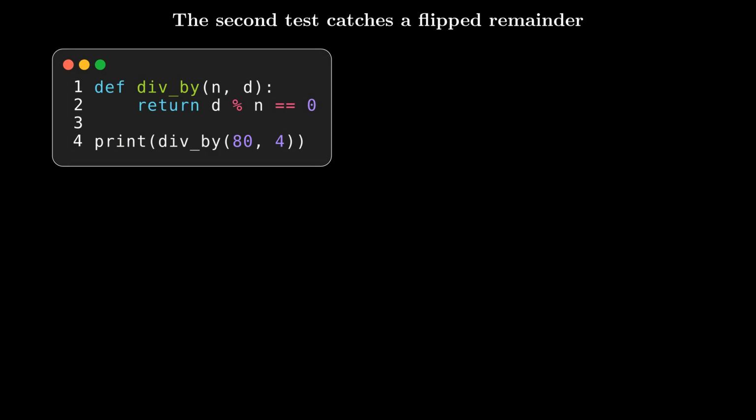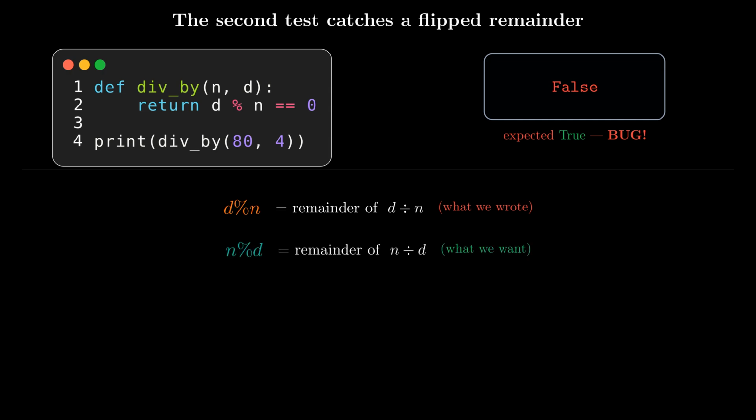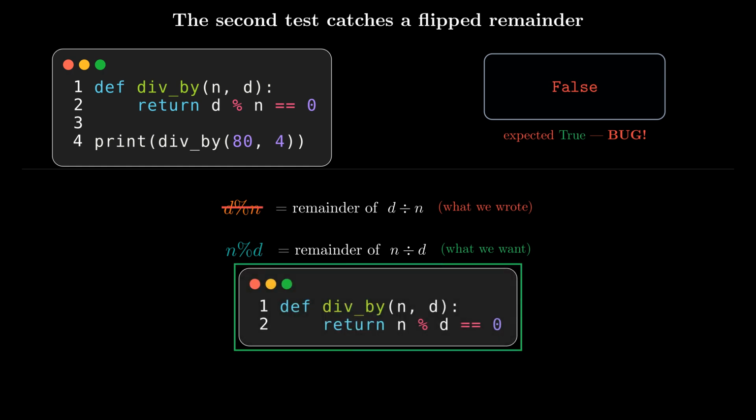Now we run the second test. Print diff_by of 80 and 4. We expect True because 4 divides 80 evenly, but Python prints False. Something is wrong. Look at the remainder. We wrote d mod n, the remainder of d divided by n, but the specification asked whether d divides n. We want the remainder of n divided by d. The two were flipped. We correct it to return n mod d is equal to 0, and run both tests once more. 80 and 3 gives False. 80 and 4 gives True. Both correct. This is exactly why we kept two test cases.